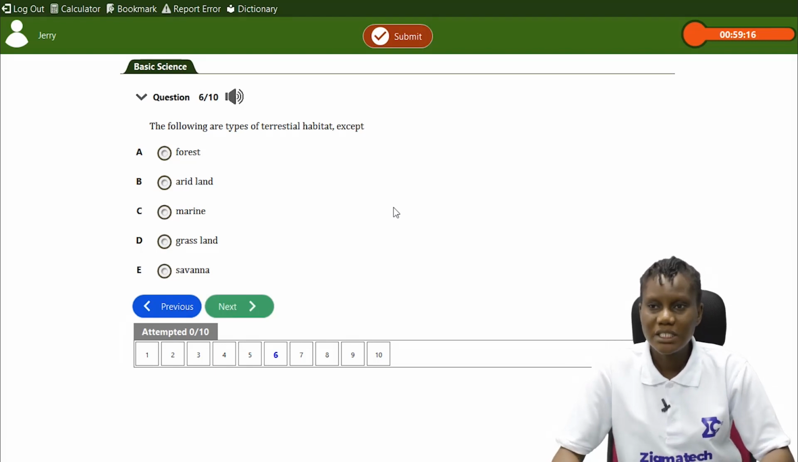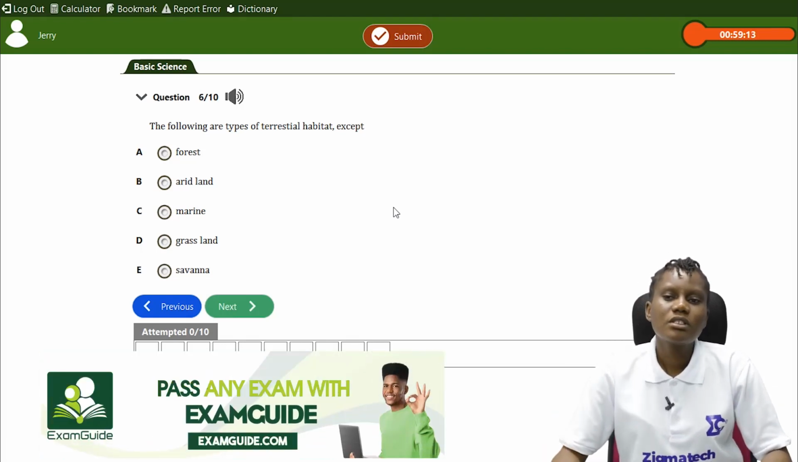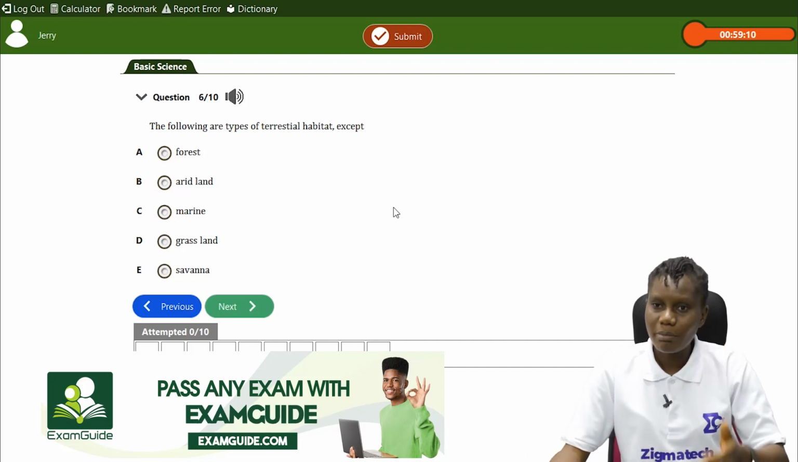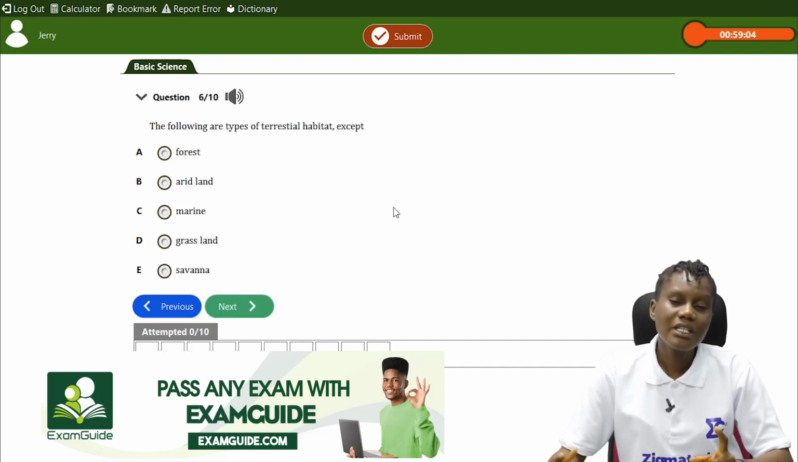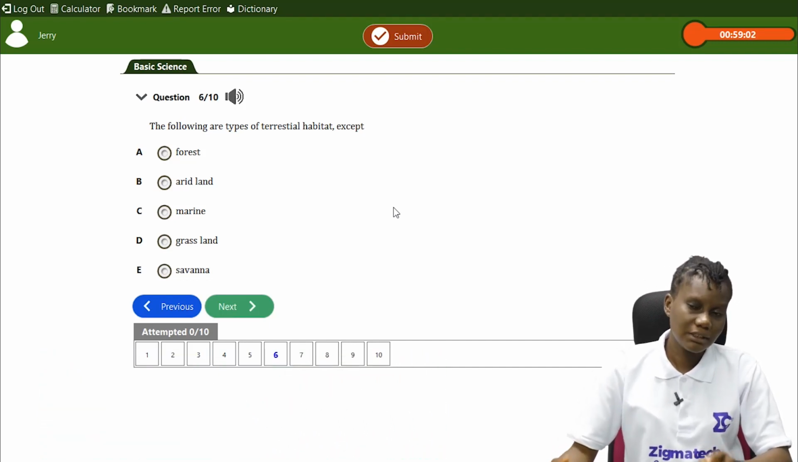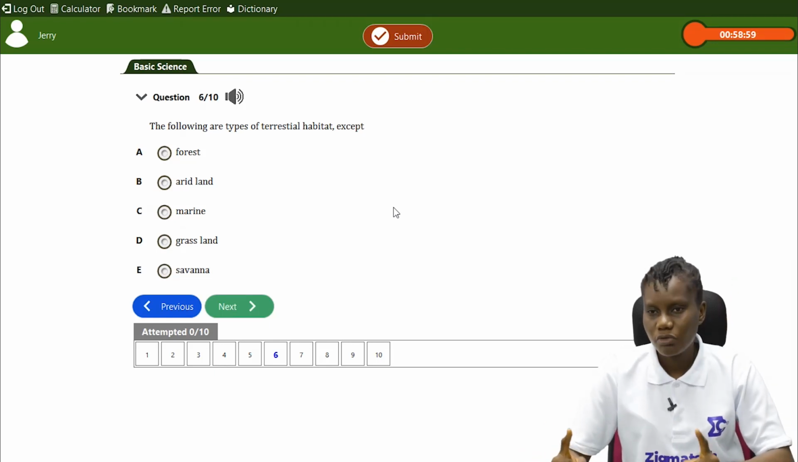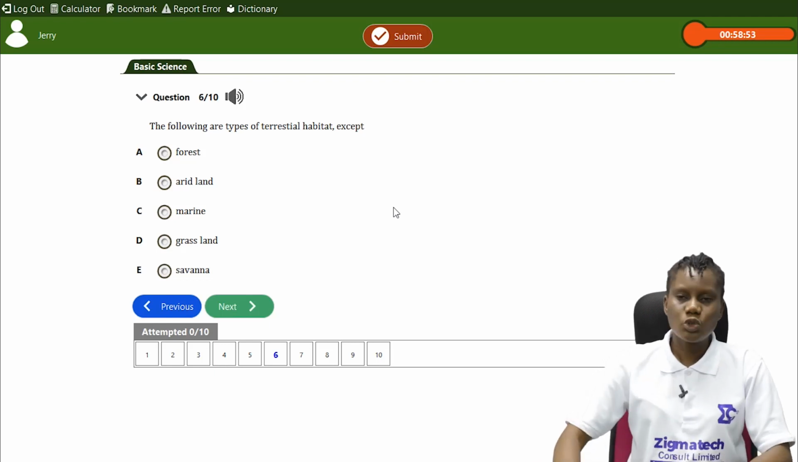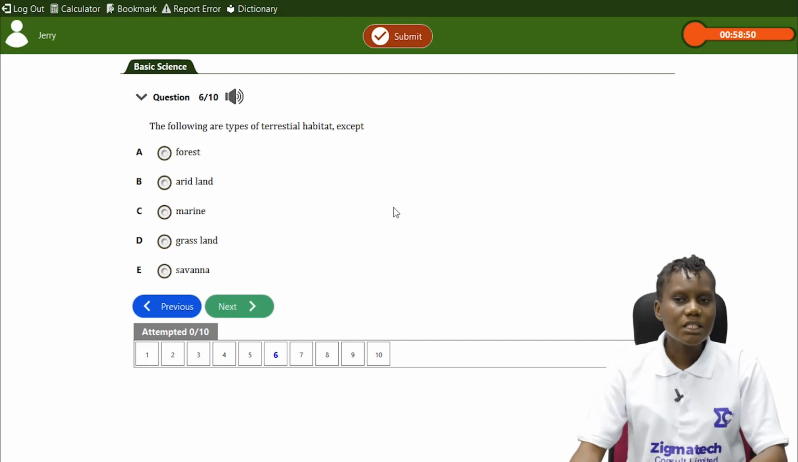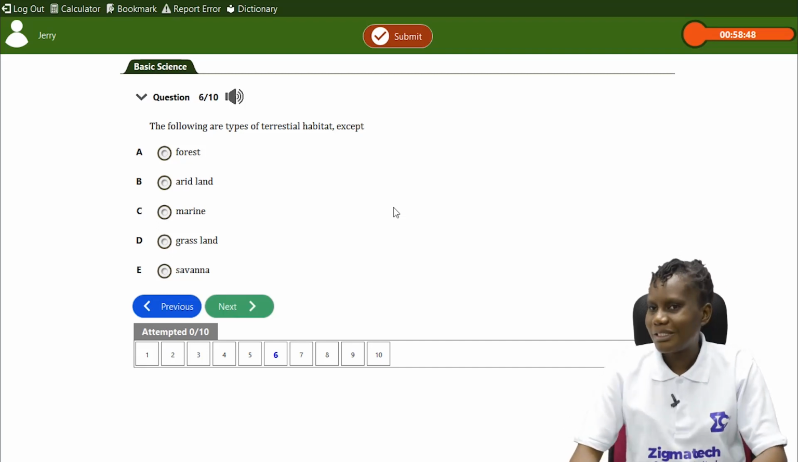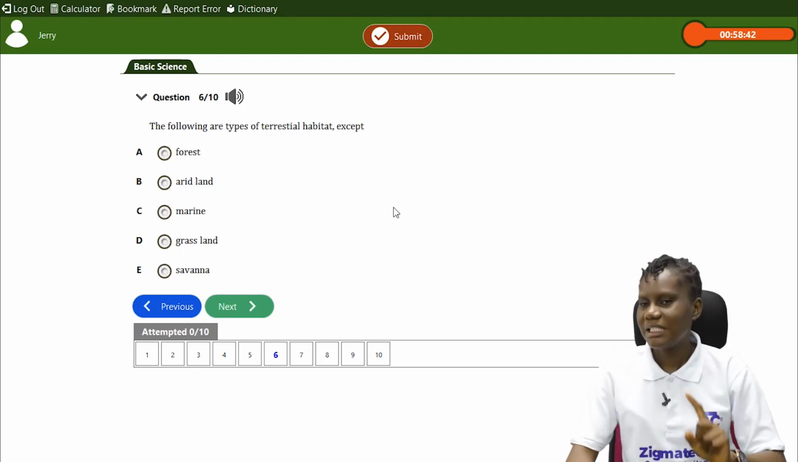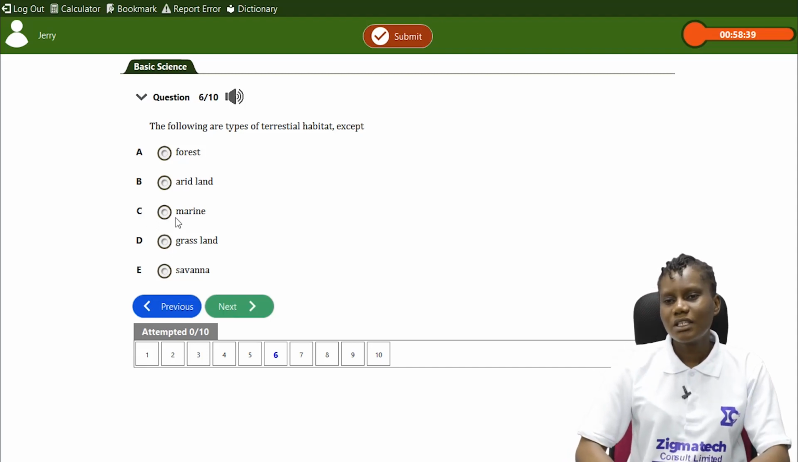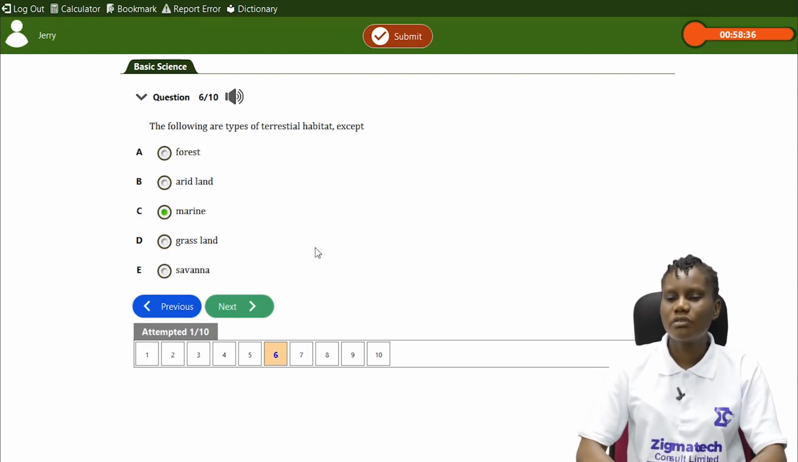You should know by now that forest is a terrestrial habitat. Arid land, I mean to say deserts, not Arctic. Arctic regions are cold environments, so I'm sorry about that. Grassland is a terrestrial habitat. Savanna is a terrestrial habitat. So the only odd option here is the marine habitat. Marine habitat is not a terrestrial habitat. It is an aquatic habitat. So the right answer there is marine. It is not a type of terrestrial habitat.